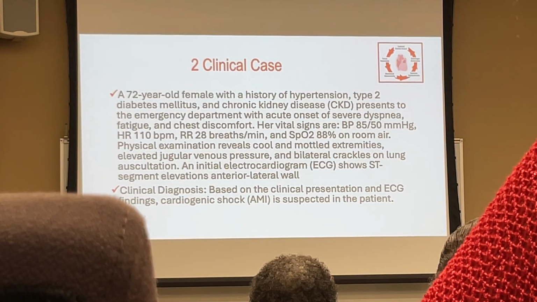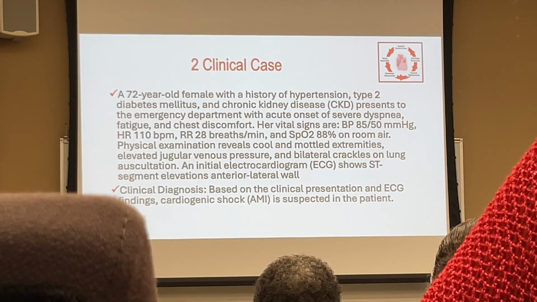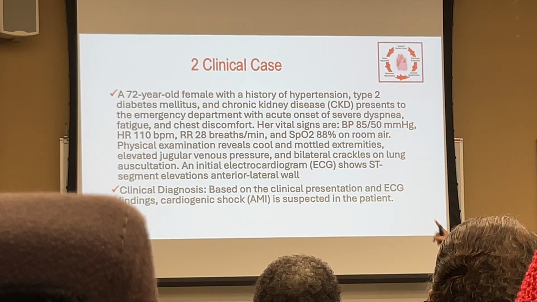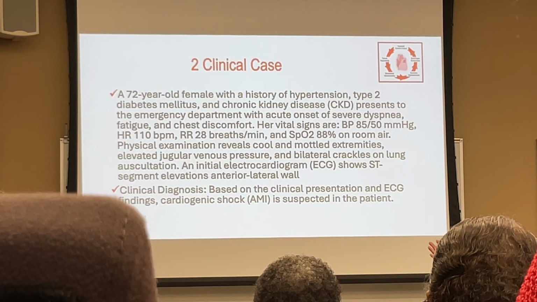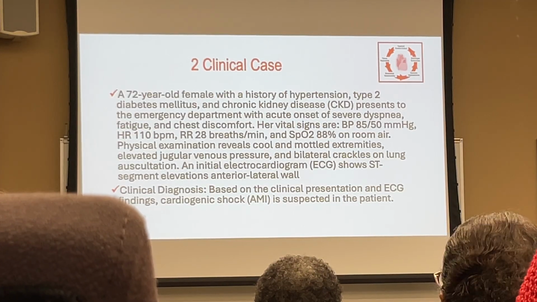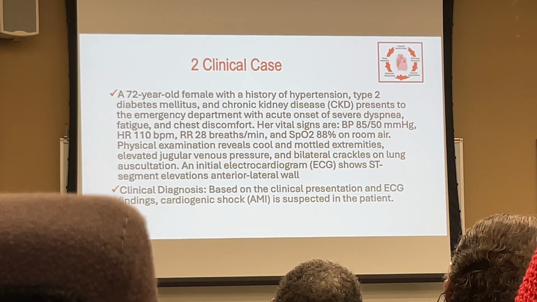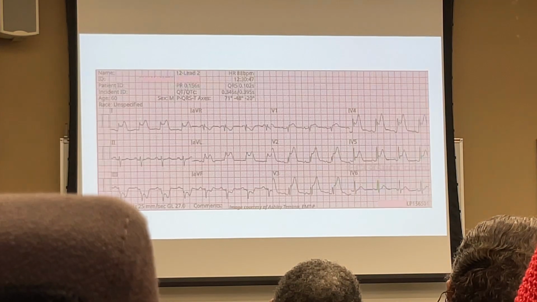Okay, second case: a 72-year-old female with a history of hypertension, type 2 diabetes, and chronic kidney disease presents to the ED with very severe shortness of breath, very significant fatigue, and chest discomfort. Blood pressure is 85 over 50, so we've got a narrow pulse pressure, heart rate 110, respiratory rate 28. We're really worried about her, and her sats are 88%. Her extremities are cold and clammy, her jugular veins are distended, her CVP is around 19, and she has bilateral crackles on lung auscultation. Her EKG shows ST segment elevations in the anterolateral wall, and based on that presentation, we diagnosed cardiogenic shock.